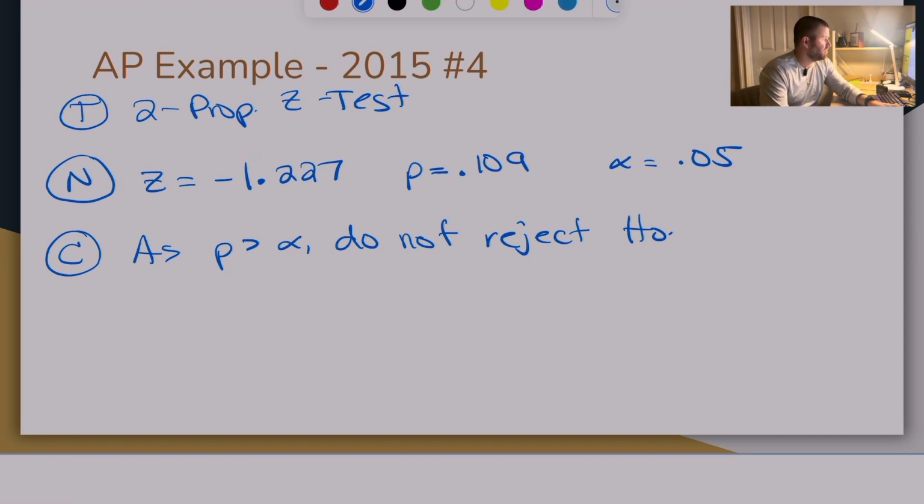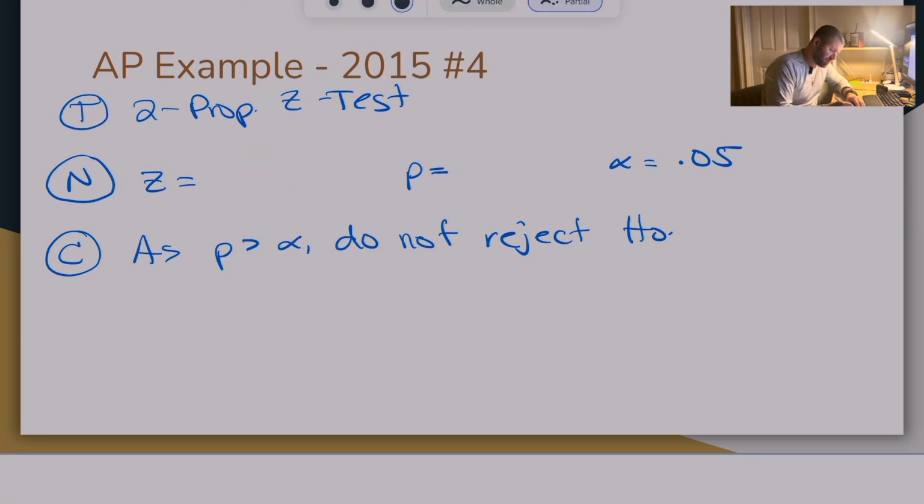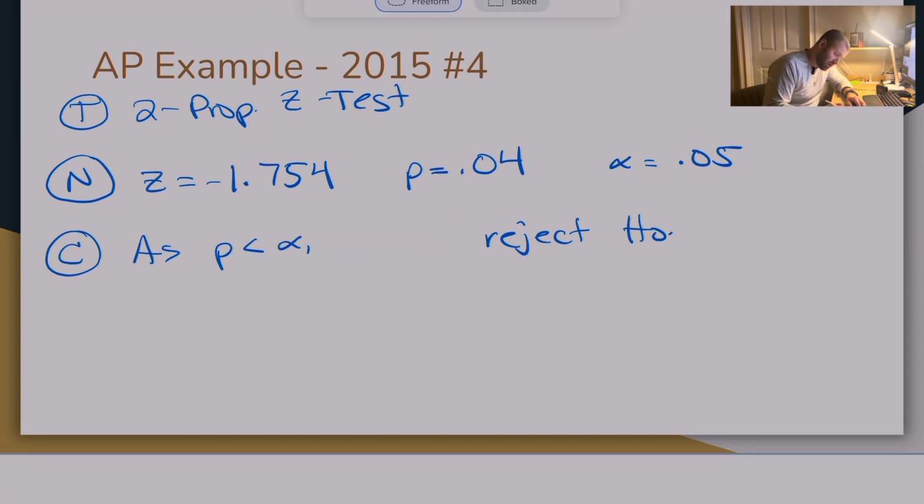And actually, I take that back. I believe I did this wrong. I think that z value is wrong. Please hold. Let me redo this. Yes, it is. I put in the wrong proportions. Please hold. I knew something was wrong here. So in this particular case, you get a z value of negative 1.754 and a p-value of 0.04. So this changes our conclusion. As p is less than alpha, we do reject our null hypothesis.